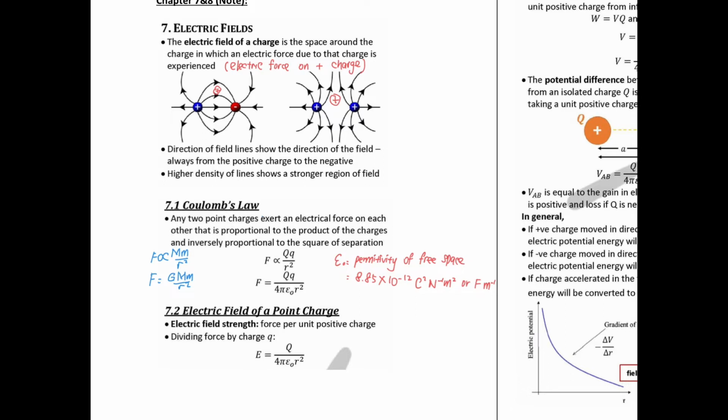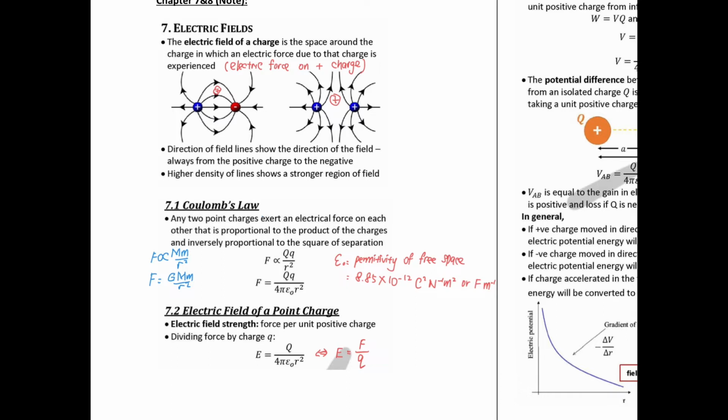7.2, electric field of a point charge. Okay, electric field strength. We are going to care about the electric field strength. So the first point, electric field strength is force per unit positive charge. From the definition itself, we understand that they are talking about force divided by charge. Okay, so electric field strength is force divided by charge, based on the definition.